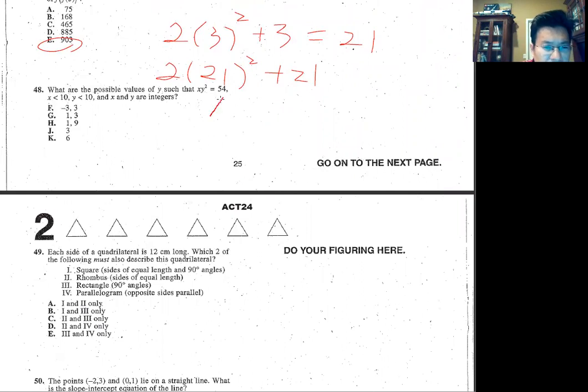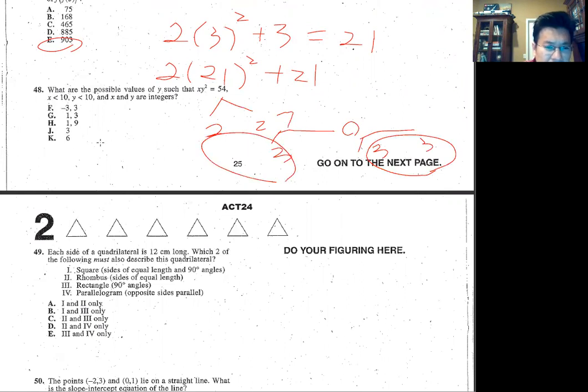If you do the prime factorization of 27, it's 3, 9, 3, 3. So we can rewrite this as something squared, and it's only 3 and 3. So x has to be 6 and y has to be 3.